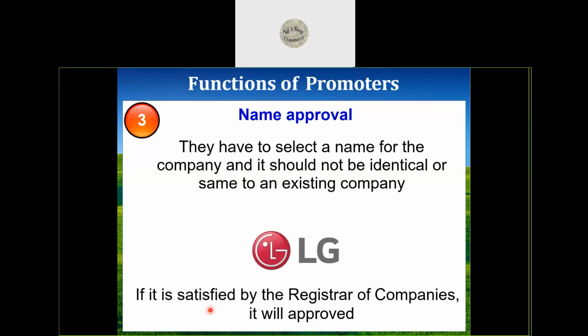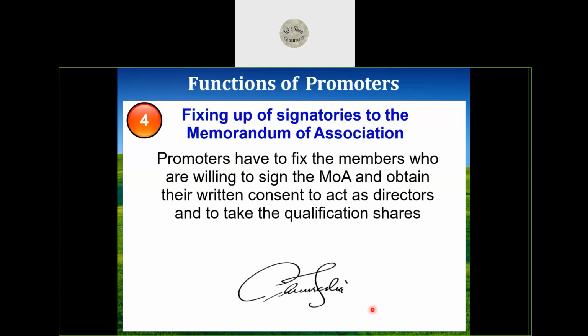If it is satisfied by the registrar of companies, it will be approved. If the registrar of companies is satisfied, then he or she will approve, right? So the third step in the promotion stage is the name approval. Name के लिए approval ले लेंगे हम.